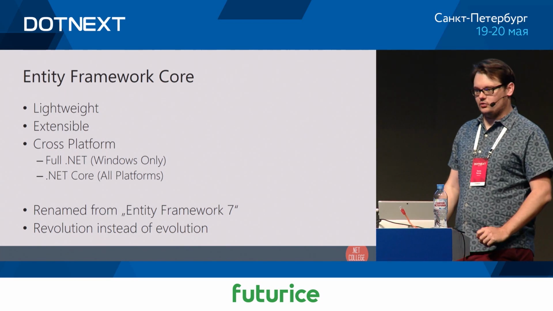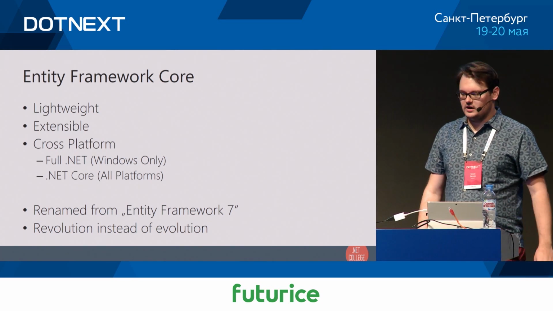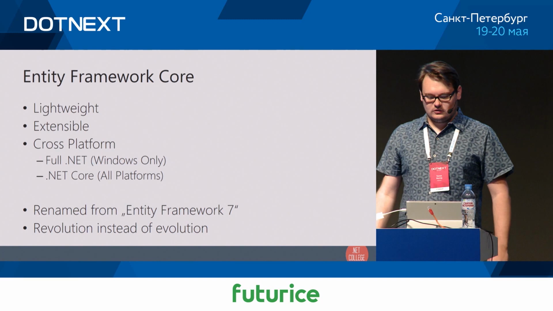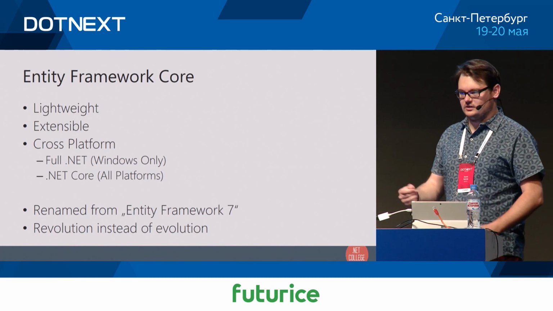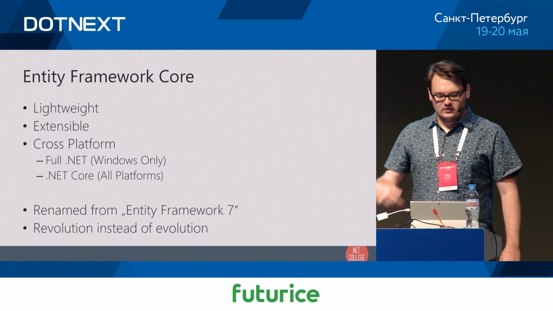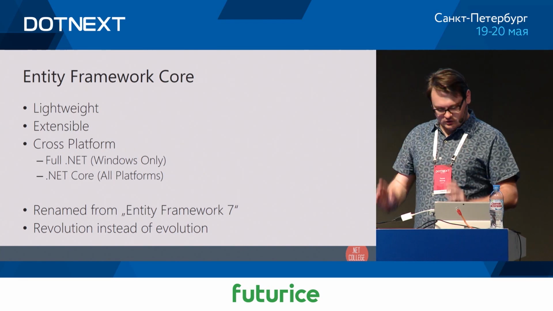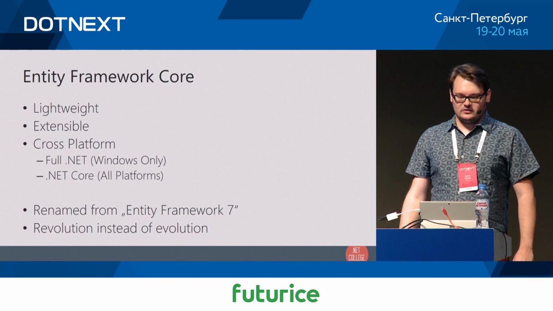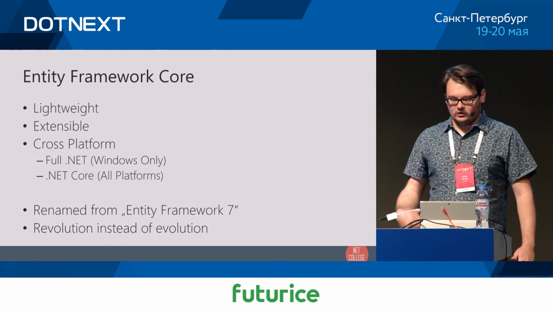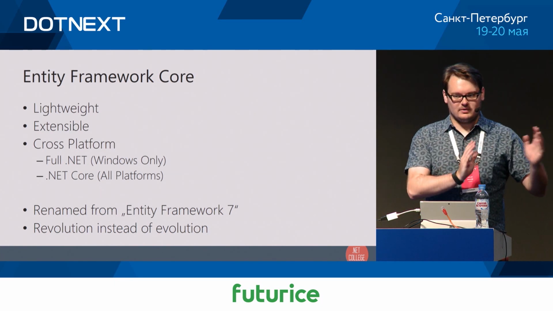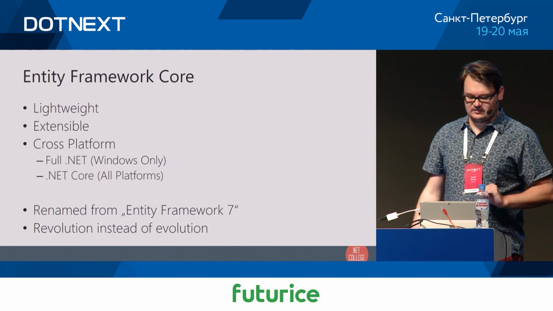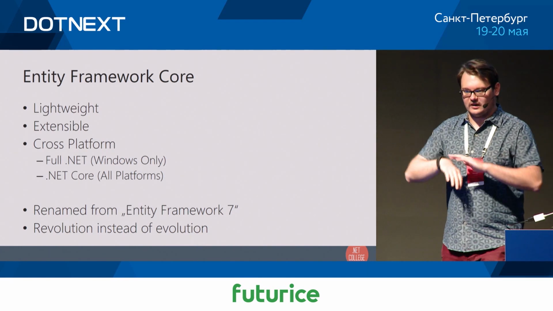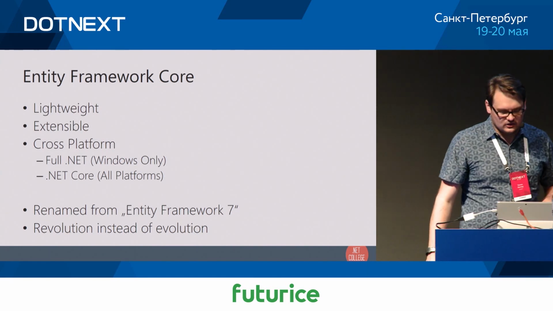It works on both full .NET Framework and also in .NET Core on all platforms, including Linux and Mac OS. And also it should work on mobile devices if you are using the Universal Windows Platform. So even on mobile or tablets, it will work. So the original name was Entity Framework 7, but Microsoft decided to change the name because it's not EF7. It's a different library. It's side by side with EF6. It's not an evolution. They didn't only add new features. It's a revolution because the fundamental concepts have been changed.